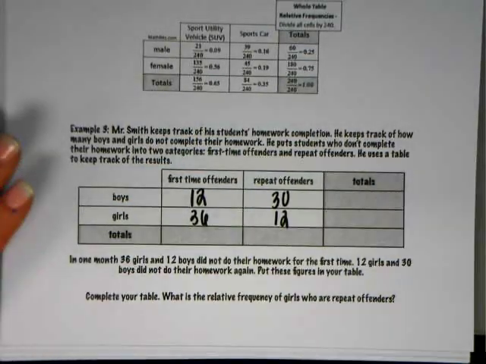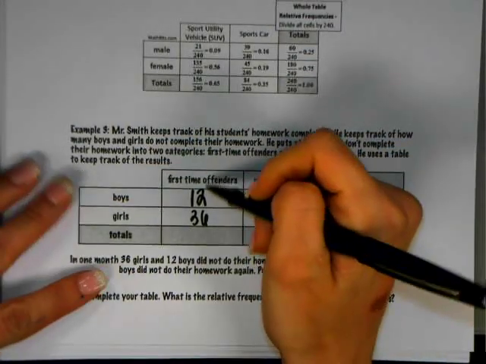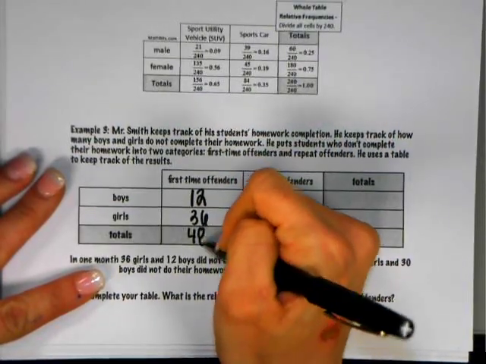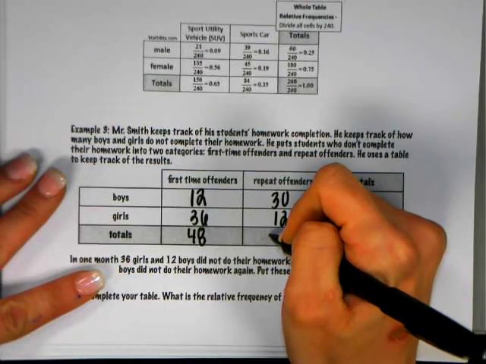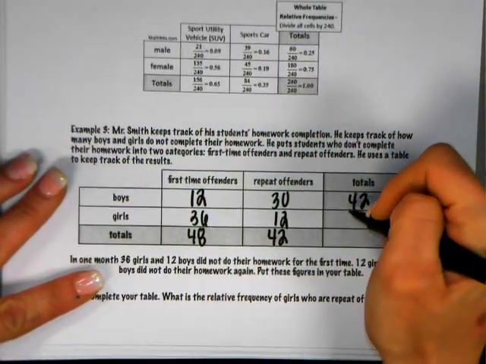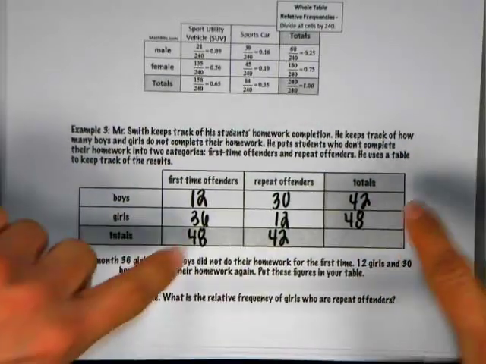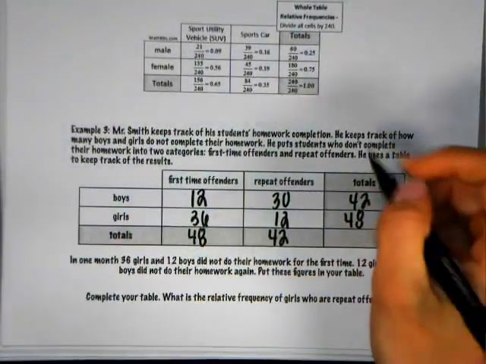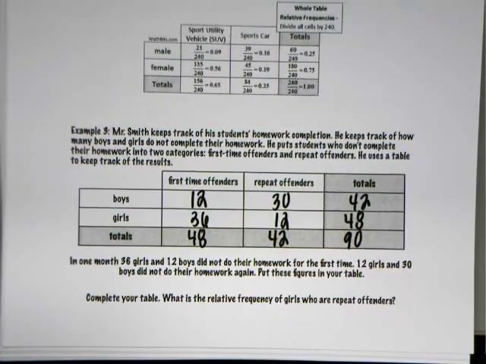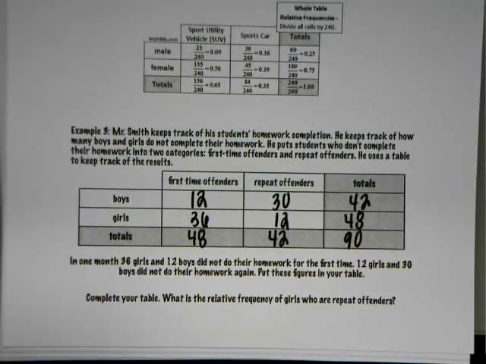So you're adding going across and adding going down. So if I go down, what's this total going to be for first-time offenders? Yeah, 48. What about this one? 42. And then going across, same thing. This will be 42. This will be 48. And then these should add up to the same thing for the corner, which is what? Yep, 90. So there's 90 total kids.